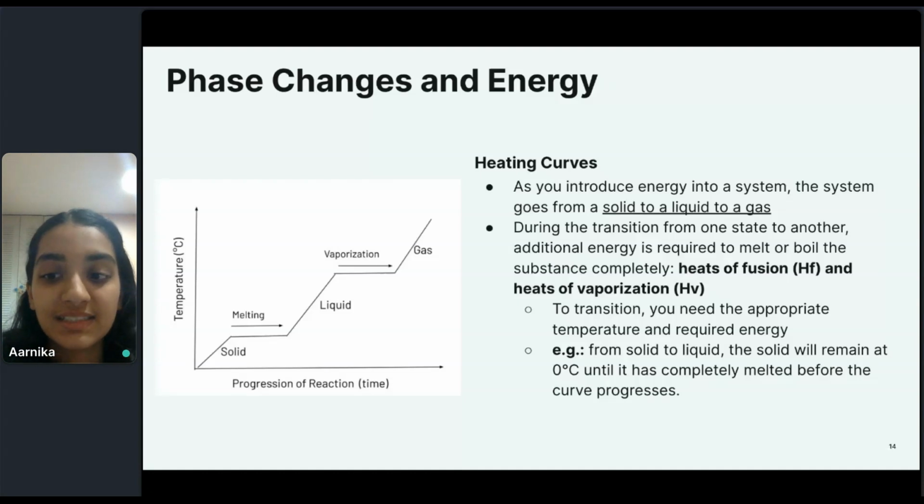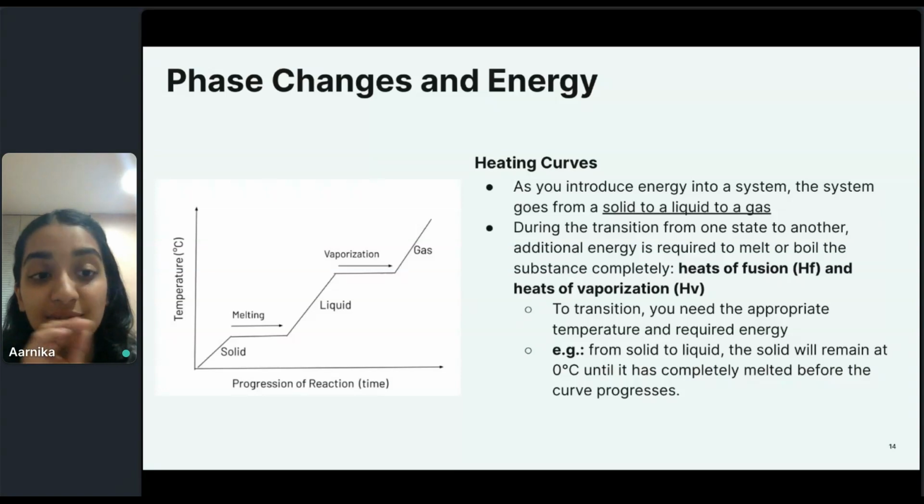During the transition from one state into another, additional energy is required to melt or boil the substance completely. These are called the heat of fusion and heat of vaporization. Heat of fusion is when you melt it, and heat of vaporization is when you actually vaporize it. So to transition, you need the appropriate temperature and the required energy. From a solid to a liquid, for example, the solid will remain at 0 degrees Celsius until it has completely melted before the curve progresses. That's why you can see the plateaus, because it hasn't completely melted until you can see the curve going upward into the liquid.